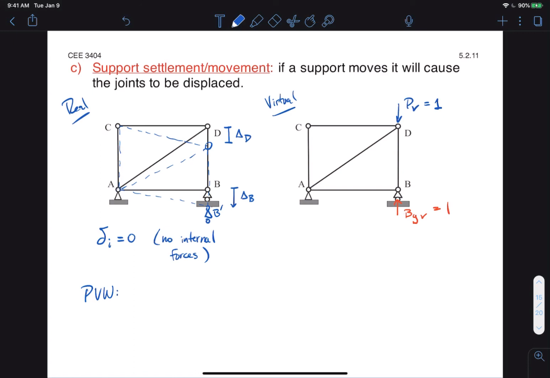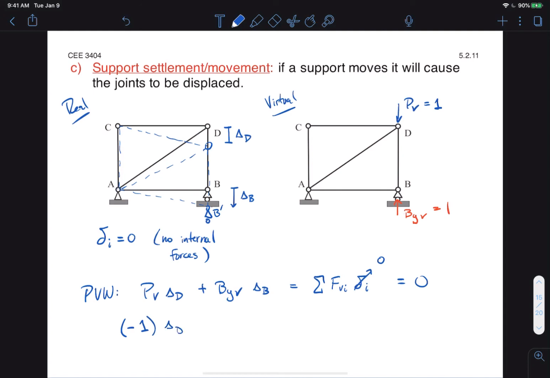So our equation will look like this. Our virtual force applied at D times our real displacement at D, plus our virtual reaction at B times the external displacement at B. And this is equal to the sum of the virtual forces times the real elongations, but we know that these are 0, so the right side of this equation is equal to 0. If we plug in the values here, we would get PV equal to -1 in this case, because it's pointing down, times delta D, plus BV equal to 1 times delta B, equal to 0. Therefore, delta D is equal to delta B.